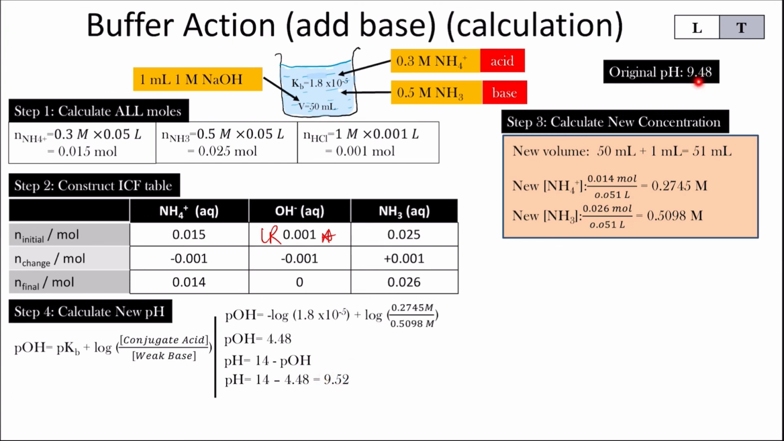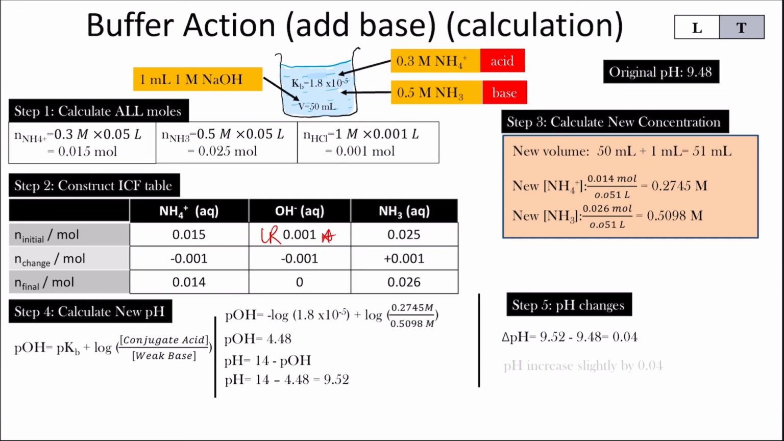Original adalah 9.48. So kita akan compare the pH changes. Cari the difference between these two values. Awak akan nampak nilai dia 0.04. So we can conclude that pH increase slightly by 0.04. So terbuktilah apabila awak tambah base, pH awak akan meningkat sedikit. Kalau awak tambah asid, pH awak akan berkurang sedikit.